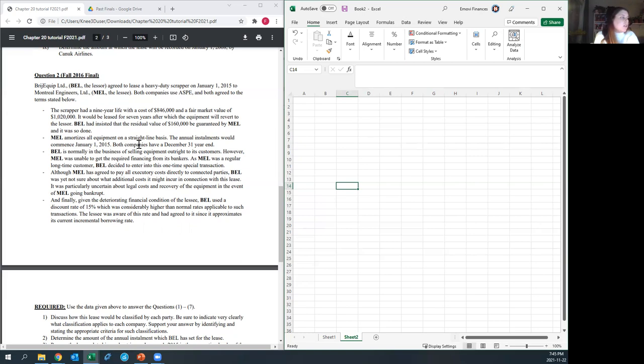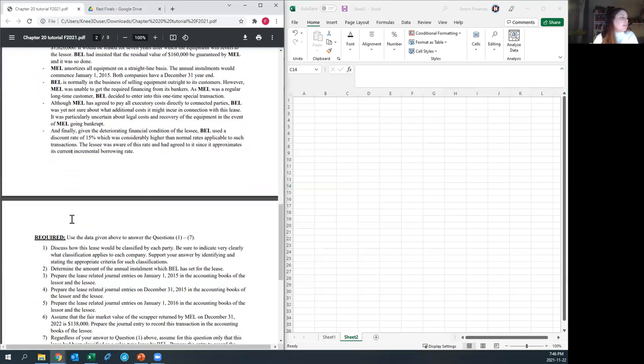And finally, given the deteriorating financial condition of the lessee, Bell used a discount rate of 15%, which was considerably higher than normal rates applicable to such transactions. The lessee was aware of this rate and had agreed to it since it approximates its current incremental borrowing rate. So question 1: discuss how this lease will be classified by each party. Be sure to indicate very clearly what classification applies to each company. Support your answer by identifying and stating the appropriate criteria for such classification.